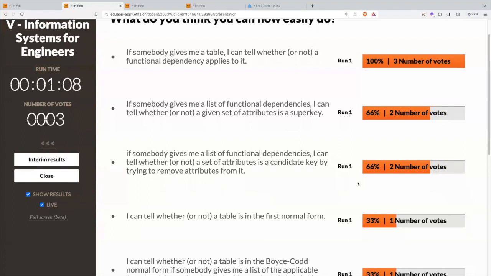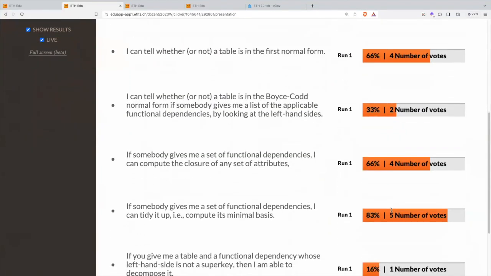Can you tell if a table is in the first normal form, right? It's this atomic integrity, whether you have nested structures or not. Can you tell if a table is in the Boyce-Codd normal form if somebody gives you the functional dependencies, right? Not just the table, but also the functional dependencies. Can you tell, right? By looking at what's on the left of the functional dependencies.